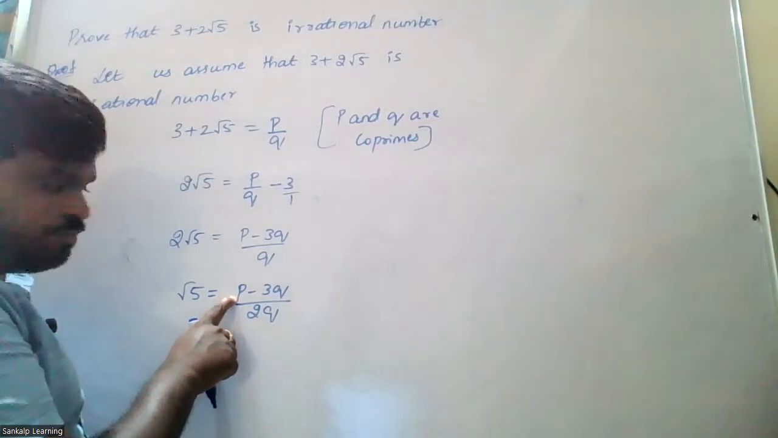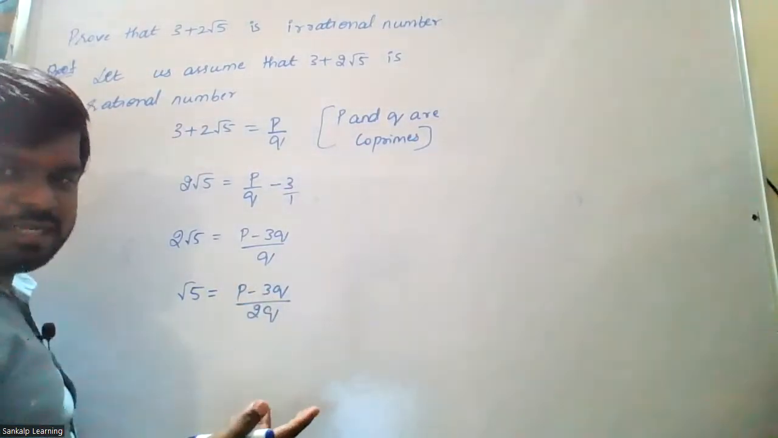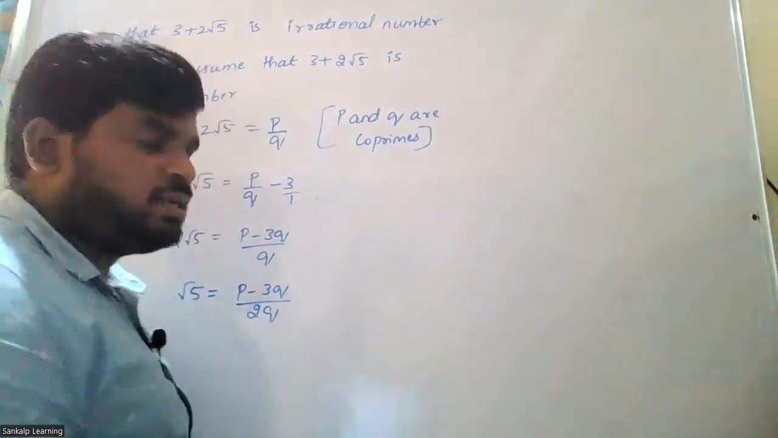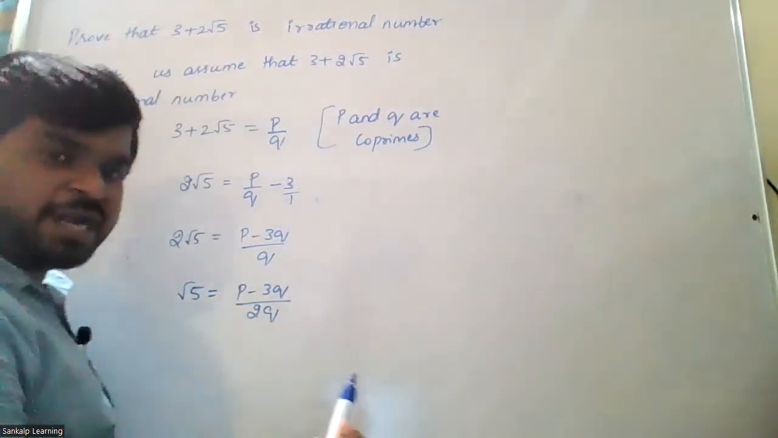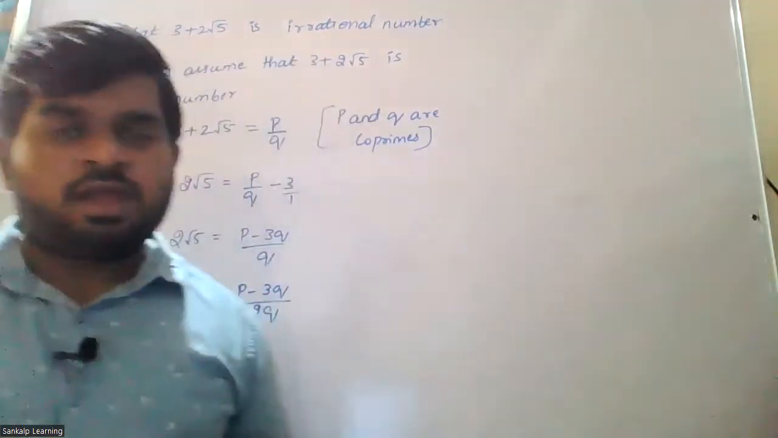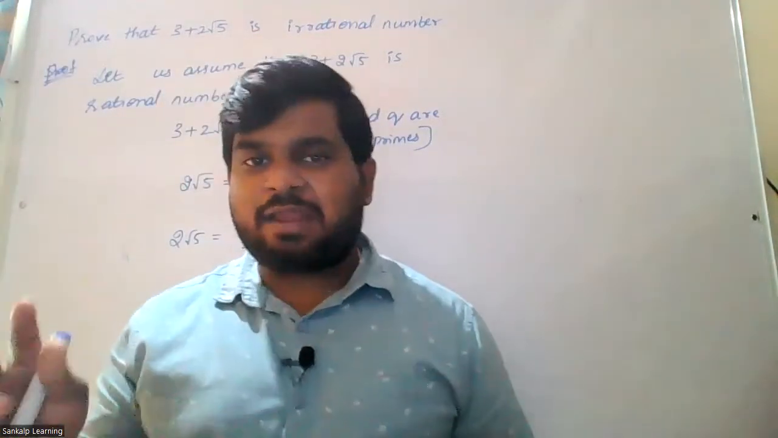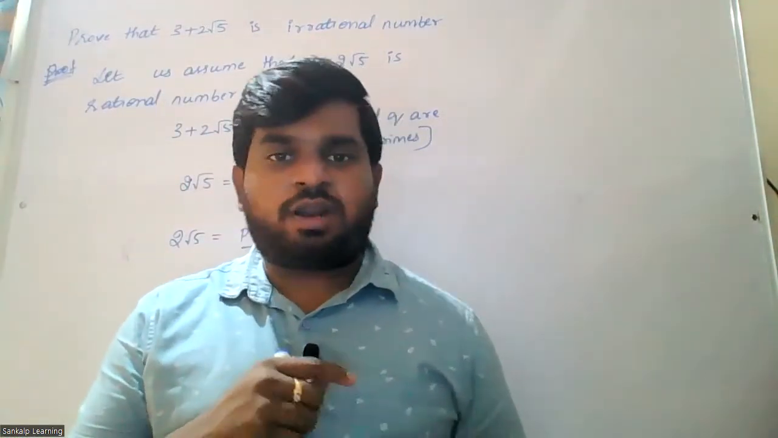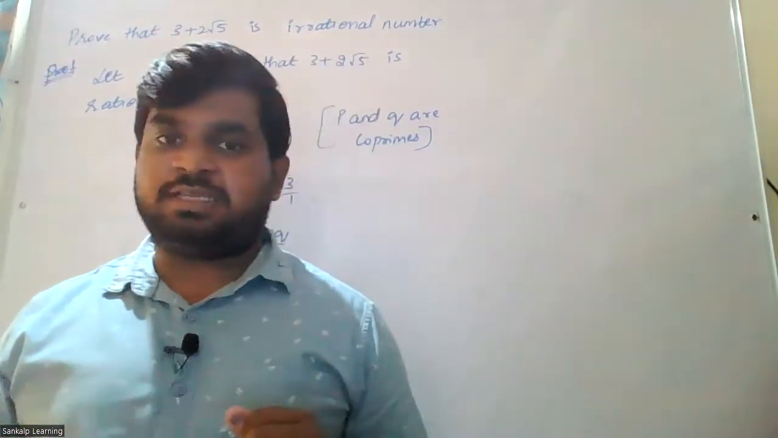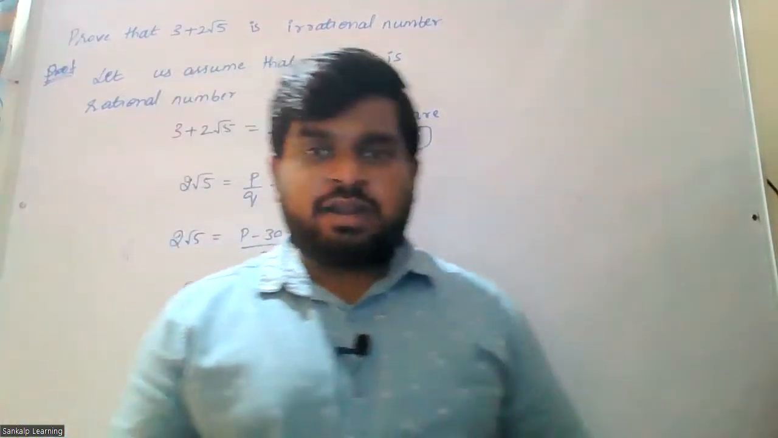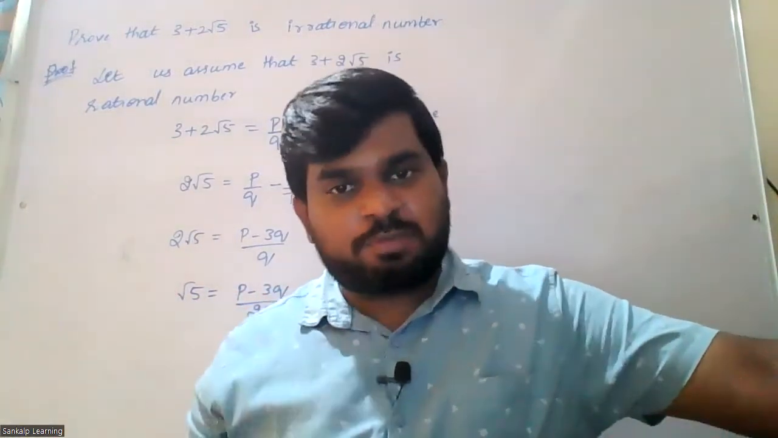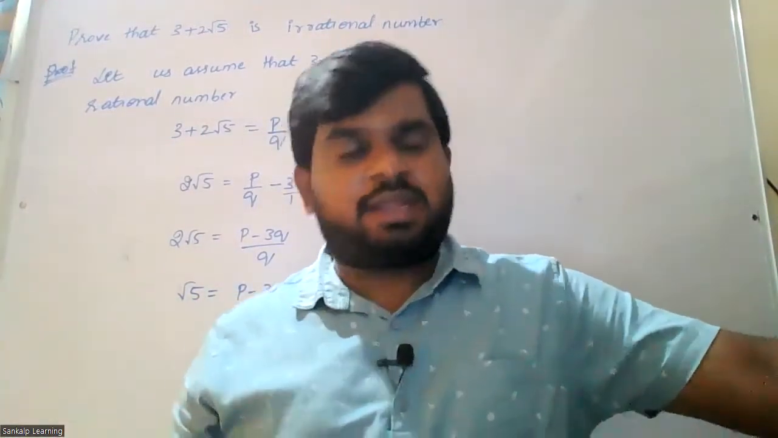P is an integer, 3Q is also an integer. It's very obvious. If you multiply an integer by integer, you get back integer itself. Okay, and if you subtract integers, you get back integers itself. We also call it as closure property. Take any two integers, you add them or multiply them or subtract them, you will get back integers itself. But if you divide, you won't get back integers. Okay, let me repeat it. Take any two integers, add them, you get back integers. Multiply, you get back integers.